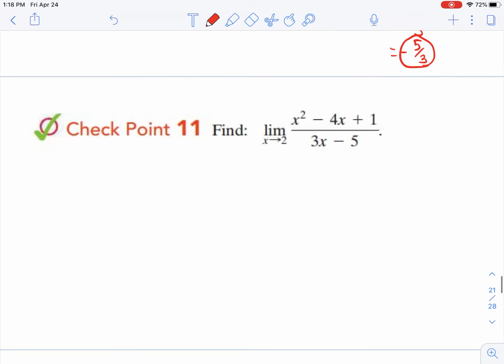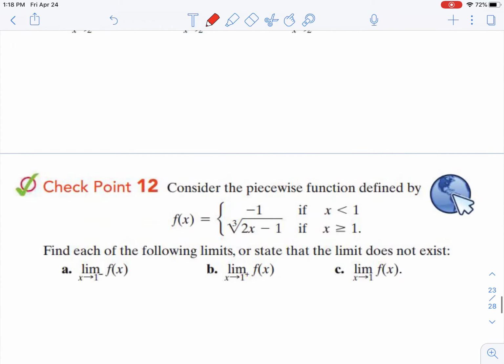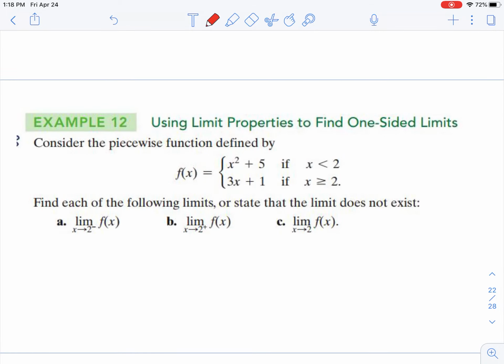All right, and then the last portion of this is we're going to go ahead and take a look at this last part. Am I there? No, I'm not. I'm off by 1. I'm sorry, guys. We're going to be using properties to find one-sided limits here, okay?